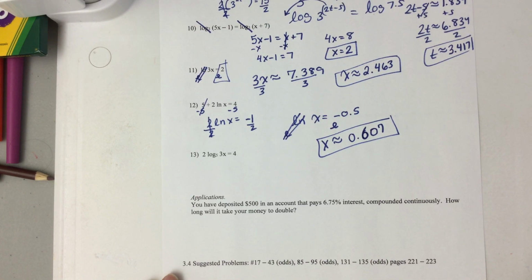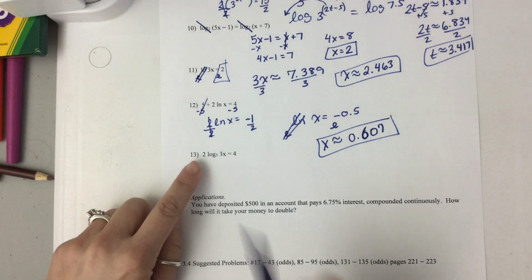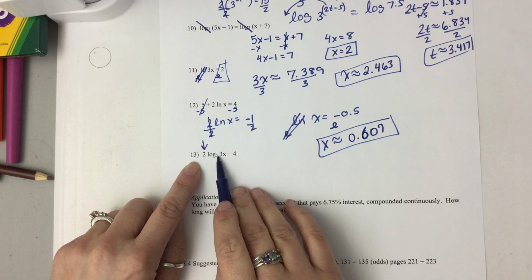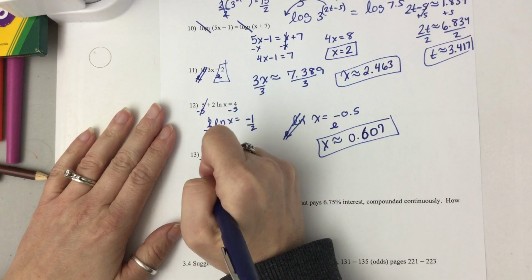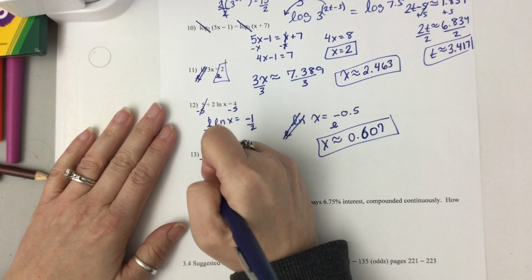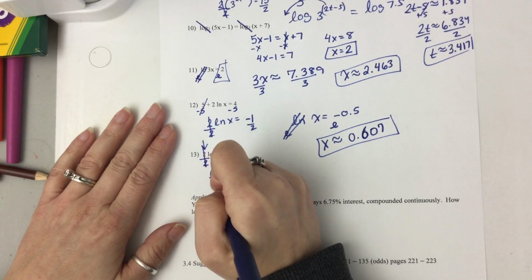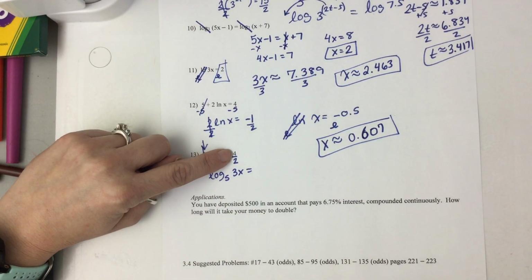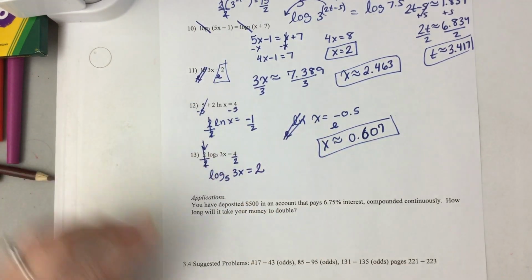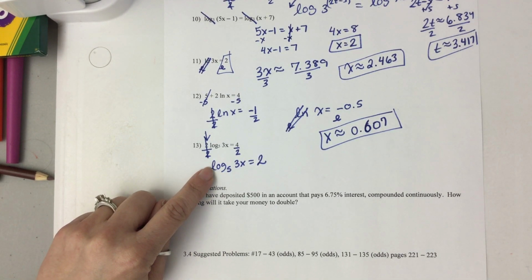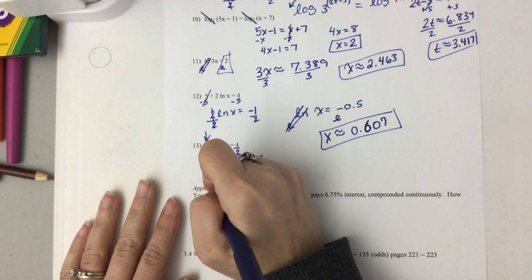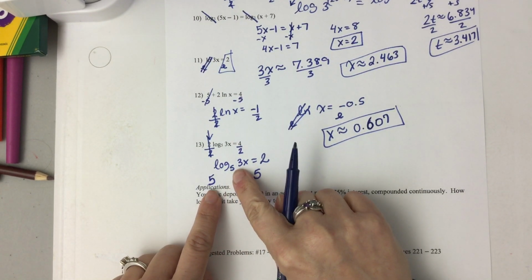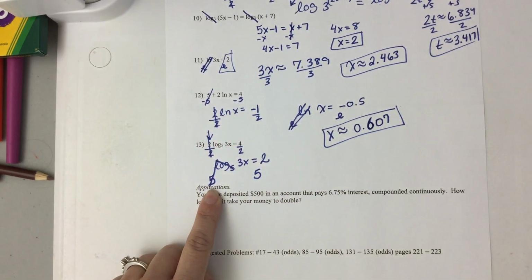Okay, last one. If I want to cancel a log with a base of 5, I need to give it an exponential base of 5, but right now it's not going to work because there's a number in front. When you have a number in front, this is a product. So in order to undo that multiplication, I need to divide. Log base 5 of 3x equals 4 divided by 2, which is 2. Now, to cancel a log with a base of 5, you need to give it an exponential base of 5. These two numbers have to match so I can cross that off.